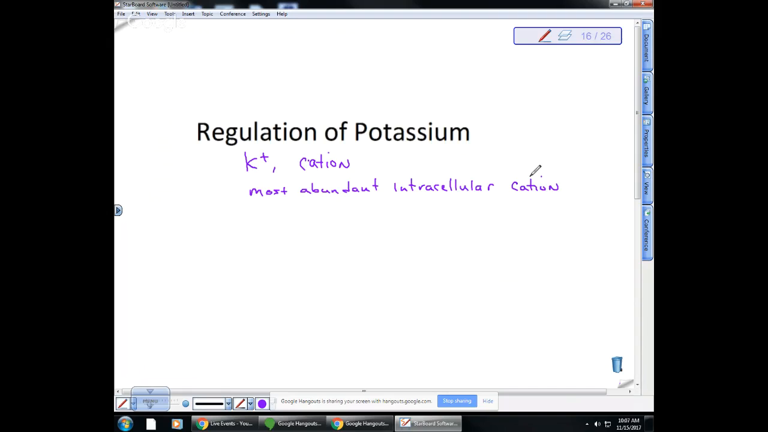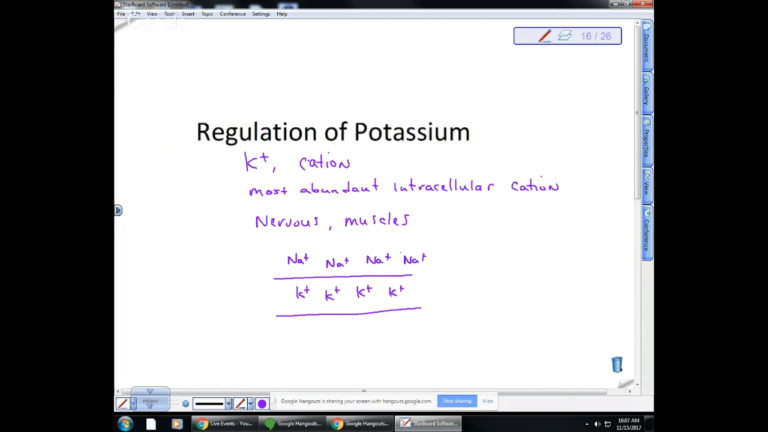So it is super important, however, in the nervous system. So in the nervous system, and specifically also in the muscles, we have cells that have lots of potassium on the inside, and we have sodium on the outside. And this difference in charge between the inside and the outside of the cell is what is referred to as depolarization. So this is the difference in charge.